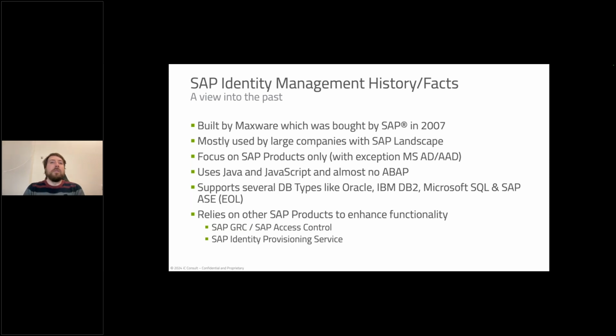The interesting part we're going to focus on today is that it also relied on other products to enhance the functionality. SAP IDM was mostly used, at least as I saw it in my past, for provisioning systems, pushing the data into the ABAP systems and the other SAP systems, but was not mainly used for access requests, although that's possible. And this was done by other components.